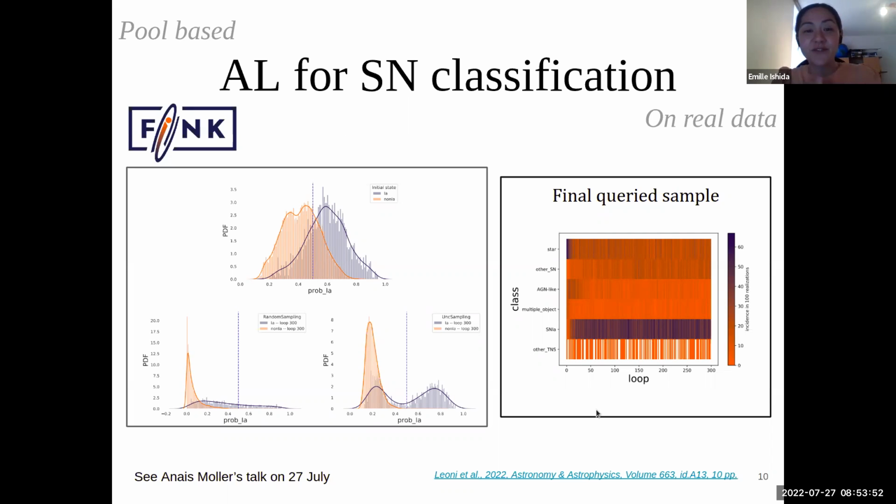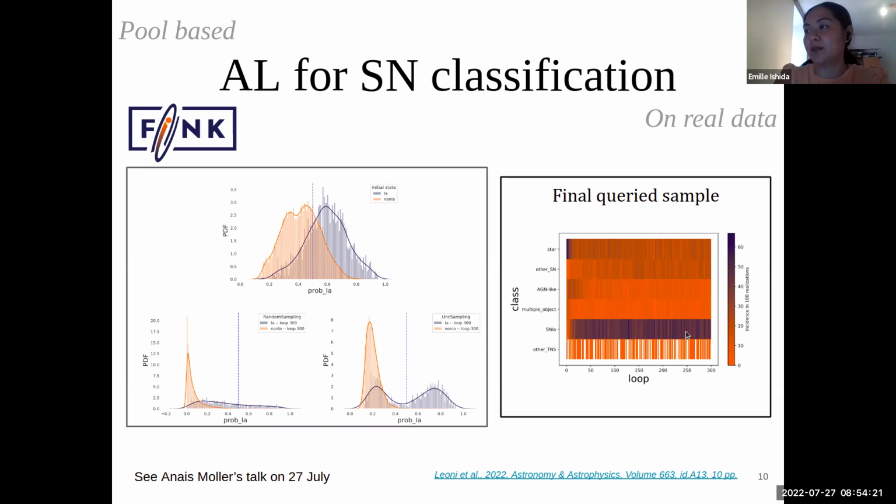And what we learn from this real data is that in that scenario, by definition, 50% of the objects you query will be Ia, because in this uncertainty sampling, at each iteration, you are asking for a spectrum of the object whose probability is closest to 50%. So by definition, 50% of the time, you will have a Ia. The other 50% of the time, you will have things that are easily mistaken for Ia.